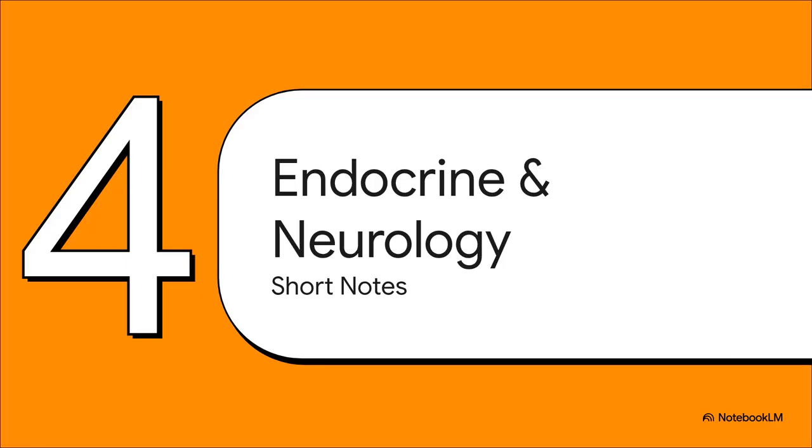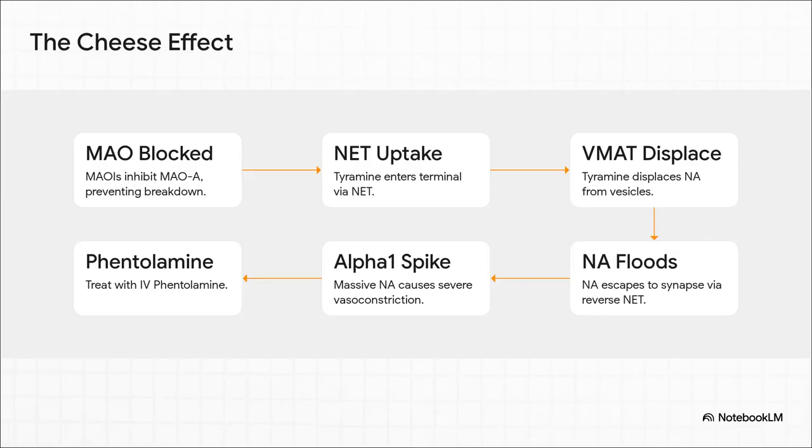Section 4, Endocrine and Neurology. First class work so far, guys. Let's shift gears to neurology and endocrine short questions, starting with a classic drug interaction crisis. The cheese effect. This builds perfectly on our transporter knowledge to explain exactly why eating aged cheese on an MAOI can push blood pressure over 200/130.